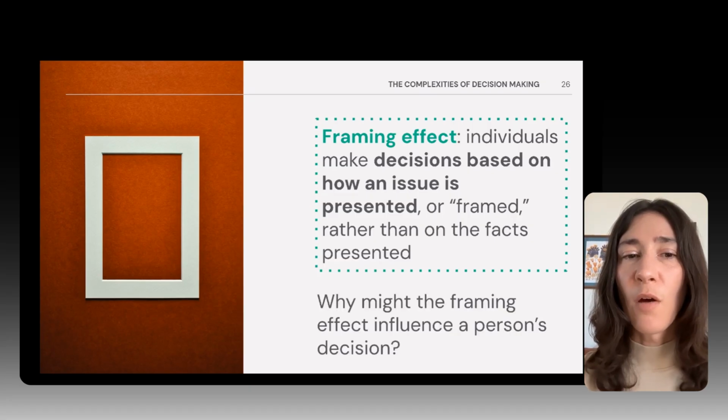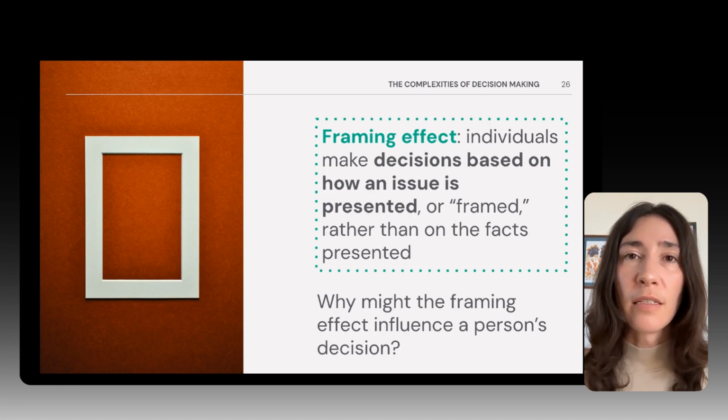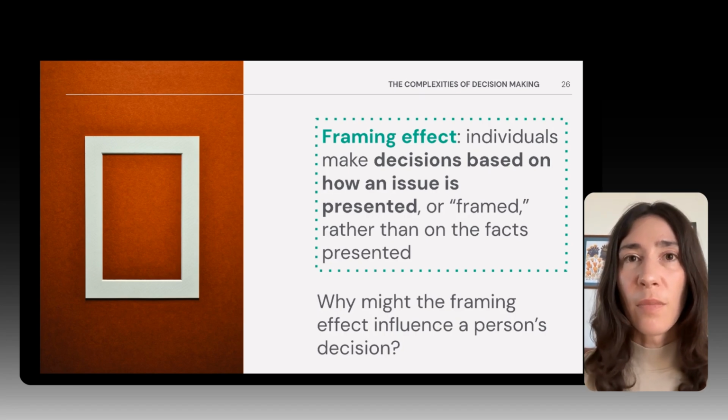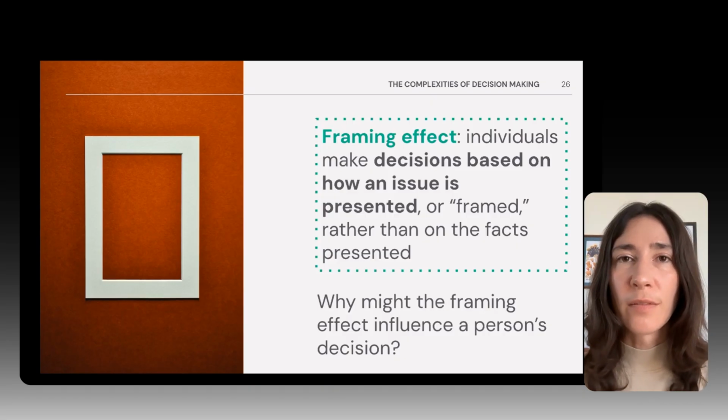We'll have a discussion about why the framing effect might influence a person's decision. Responses may differ, but students will likely agree that decision-making can be affected by whether or not a person's primed to consider positive or negative outcomes.